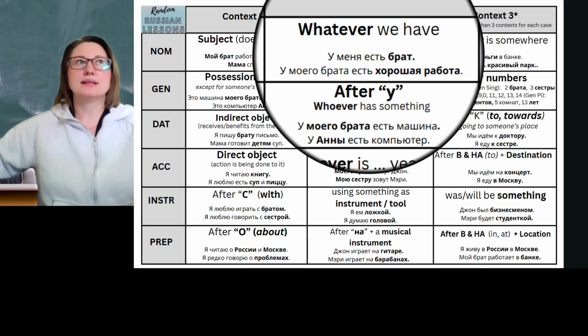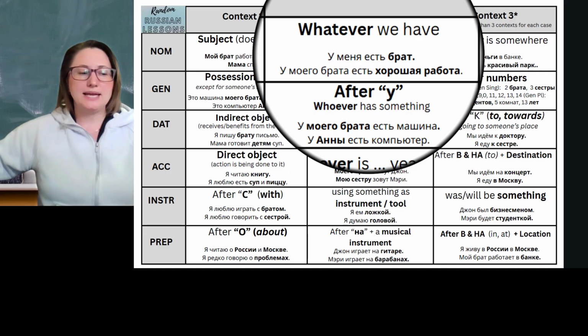It's basically there by me. And that's why whatever it is we have, whatever is there by me, by you, by my brother, is the subject of a sentence. So, for example, if I want to say "У меня есть брат," in English I'm saying I, the subject, have a brother. In Russian, we're just basically saying the brother happens to be there by me. And that makes the brother the subject of a sentence.